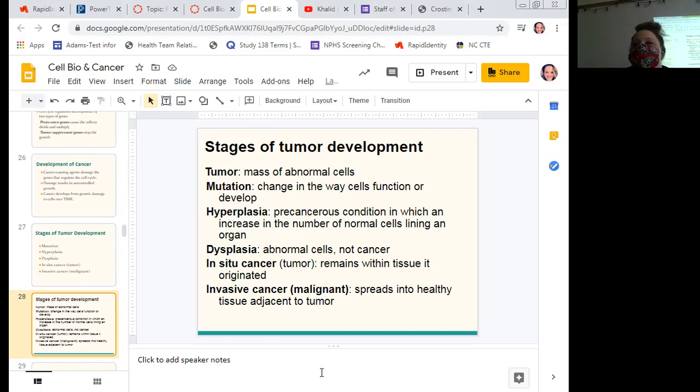Okay? So hyperplasia, hyper means what? If a child is hyper, what's that mean?